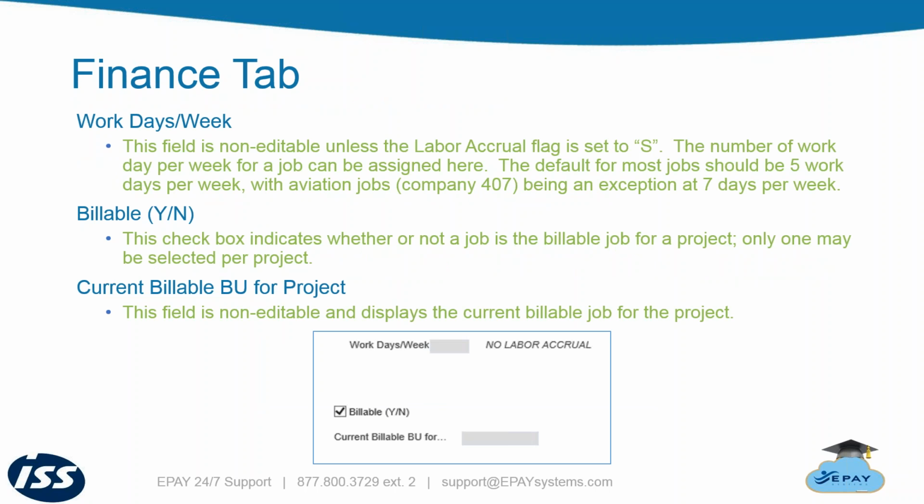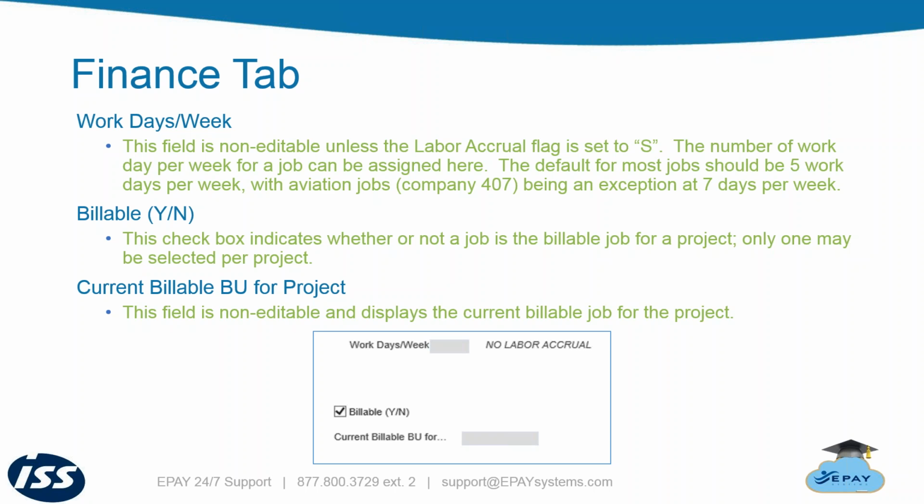So next you'll see work days or week. This field is non-editable unless the labor accrual is set to S, so unless it's set as special. The number of work days per week for a job can be assigned here. The default for most jobs should be 5 work days per week. On the other hand, with aviation jobs being an exception at 7 days per week.